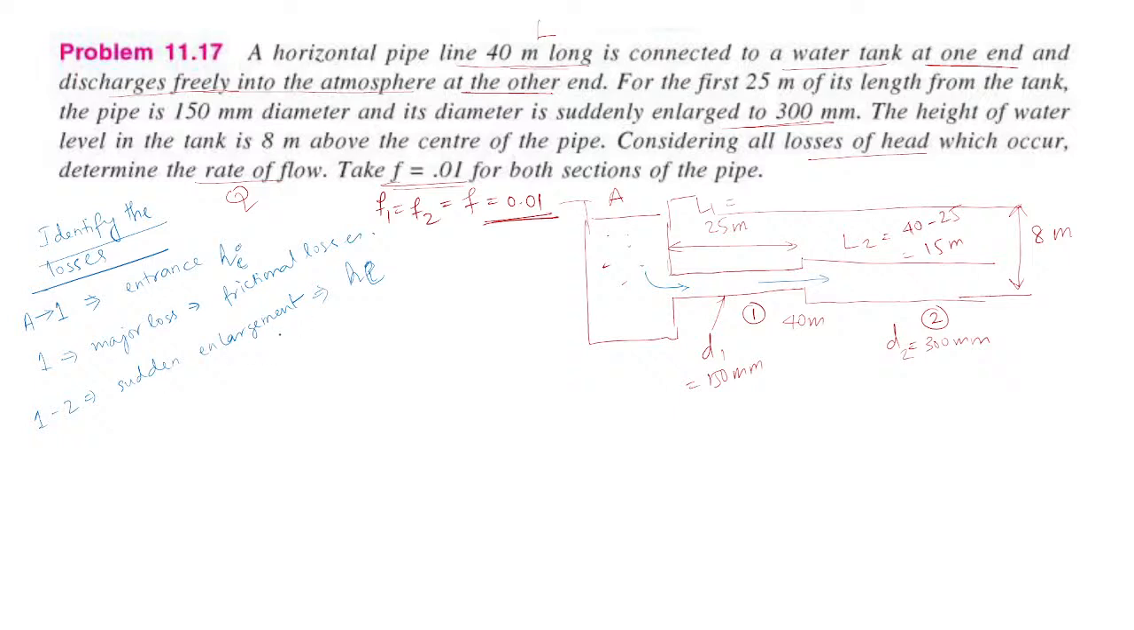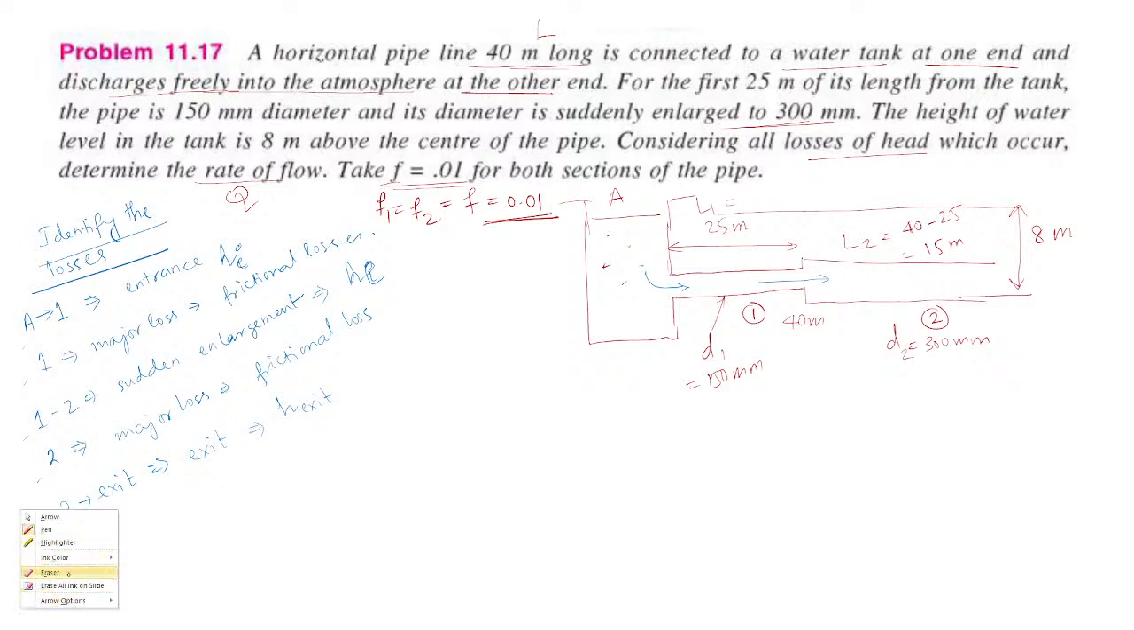Now there is a sudden enlargement, because D1 is 150 and D2 is 300. Now within pipe 2 you again have a major loss, that is a frictional loss, and from pipe 2 to exit, what is happening? The fluid is leaving freely or discharging freely, so you have the losses due to exit. Let me write H of exit. So how many? 1, 2, 3, 4, 5. So you have 5 losses.